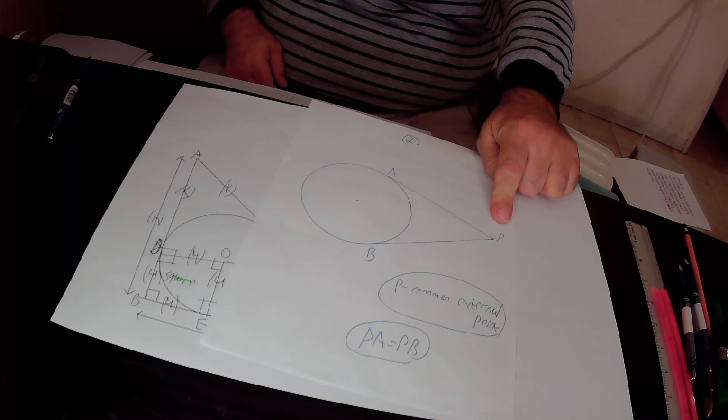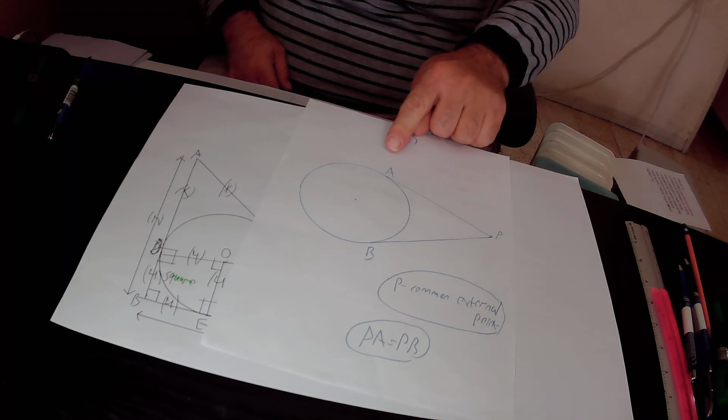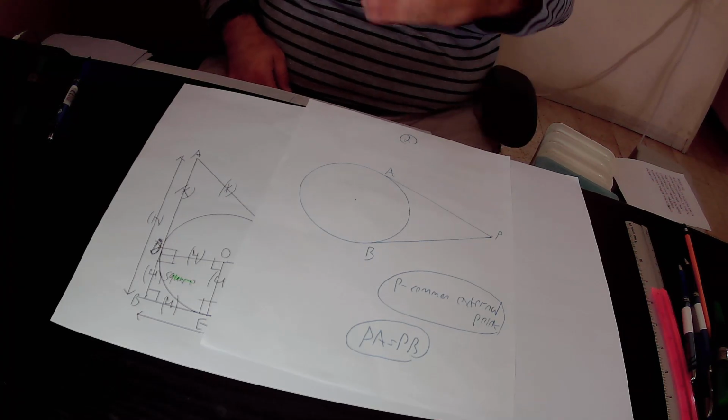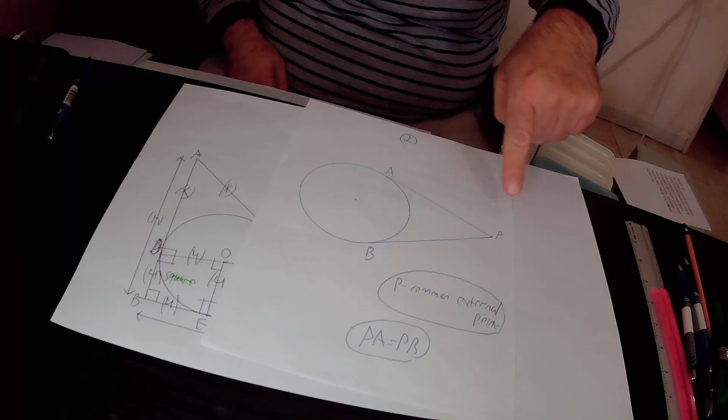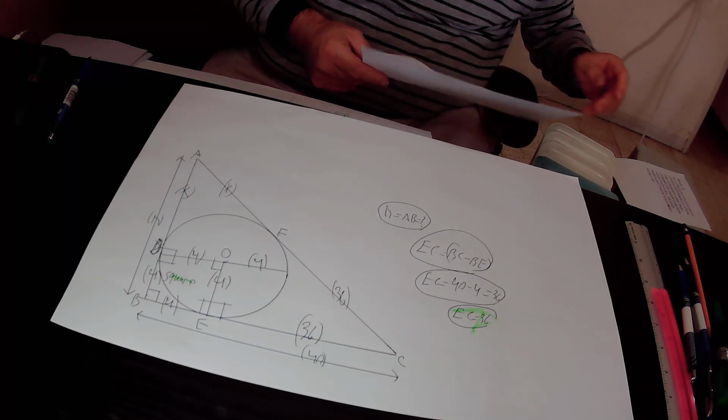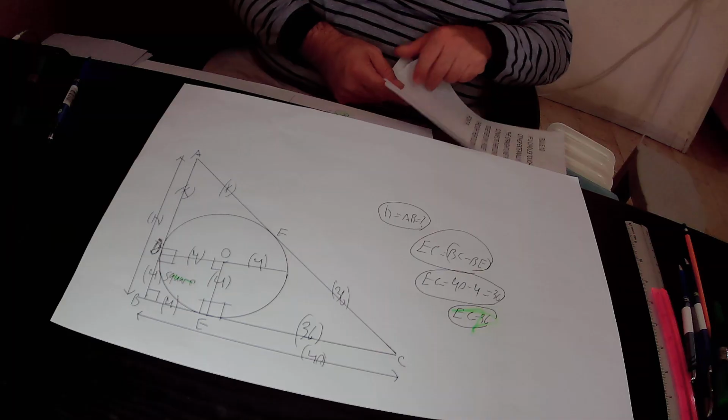From this common start point P, we have two tangents to this circle, tangent PA and tangent PB. According to rule 2, they are equal to each other. That is to say, PA equals PB. So we can apply rule 2 in our drawing.